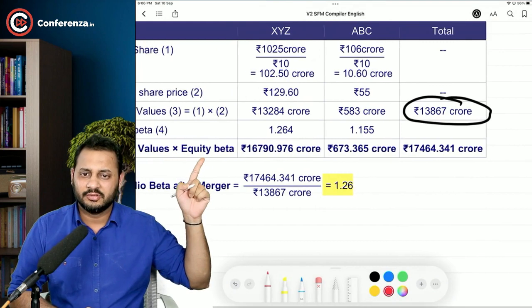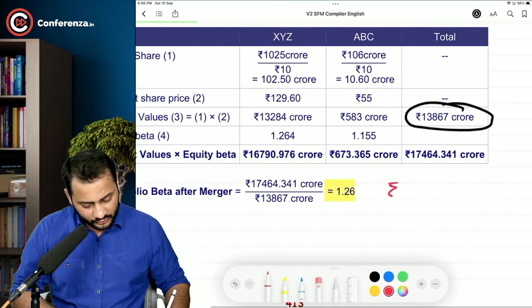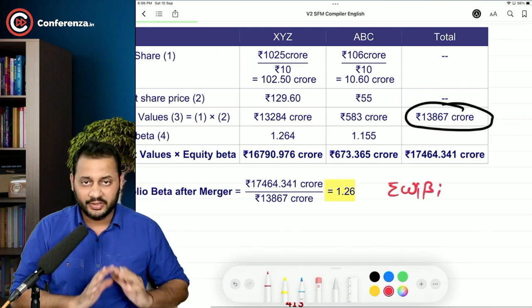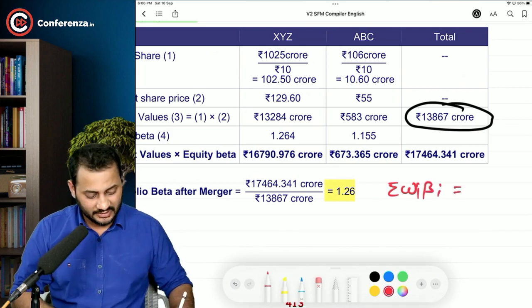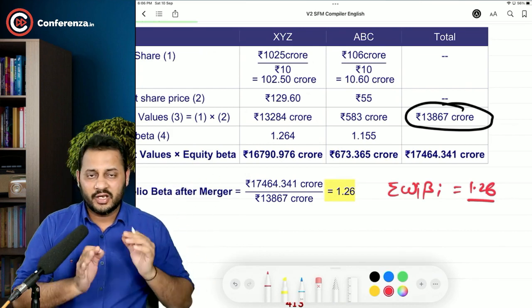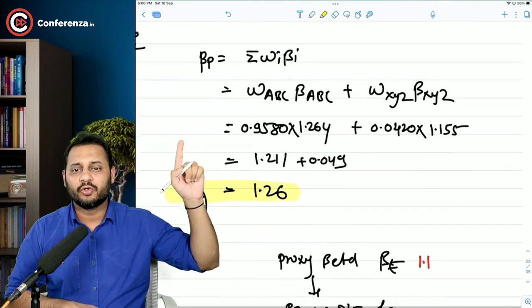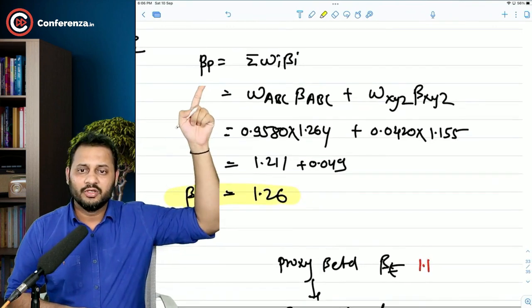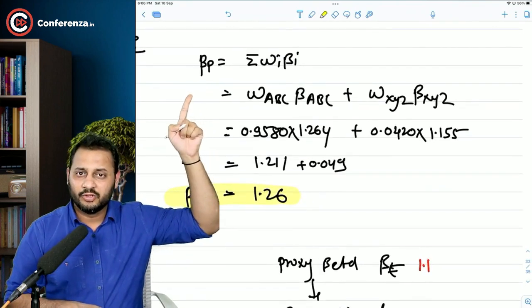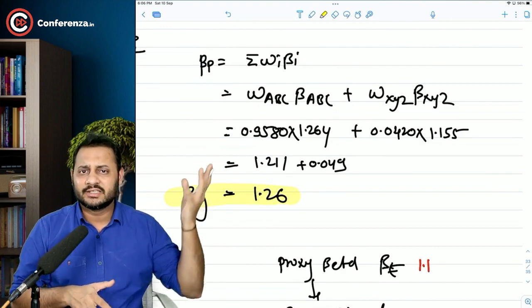The institute has extended this by multiplying directly with the beta, or else you can use the simple formula of weight into beta as well. It will give you the same answer, 1.26. So don't worry about what the institute has done. Whenever you don't understand the institute's procedure, just do it by your original method. This is what you learned in the portfolio chapter. The portfolio beta is calculated like weight into beta, weight into beta. Calculate the weights, calculate the beta.